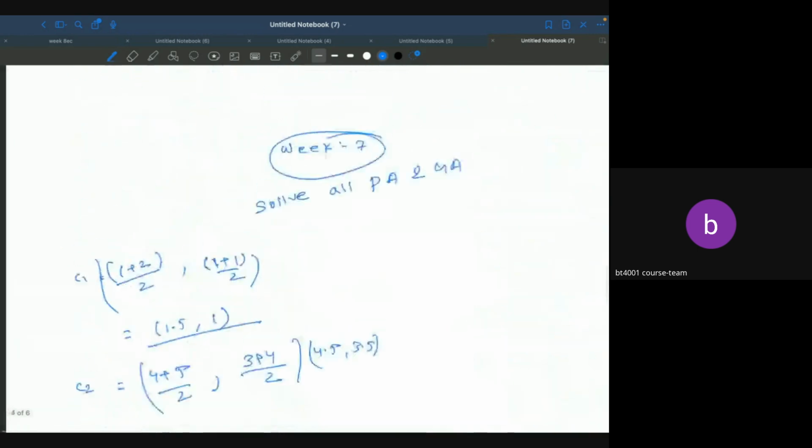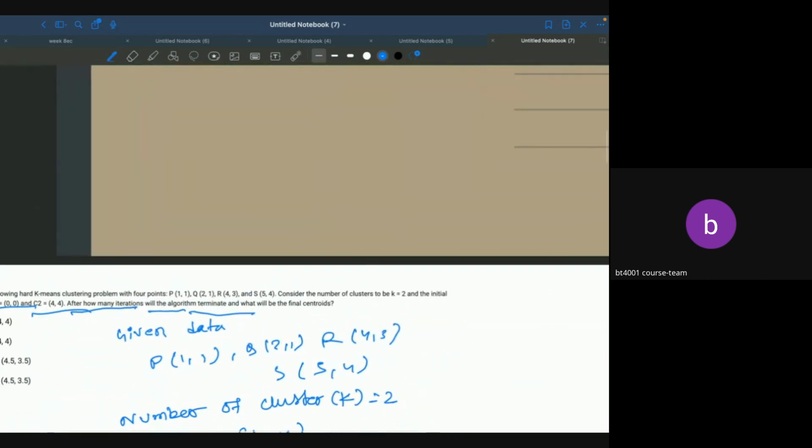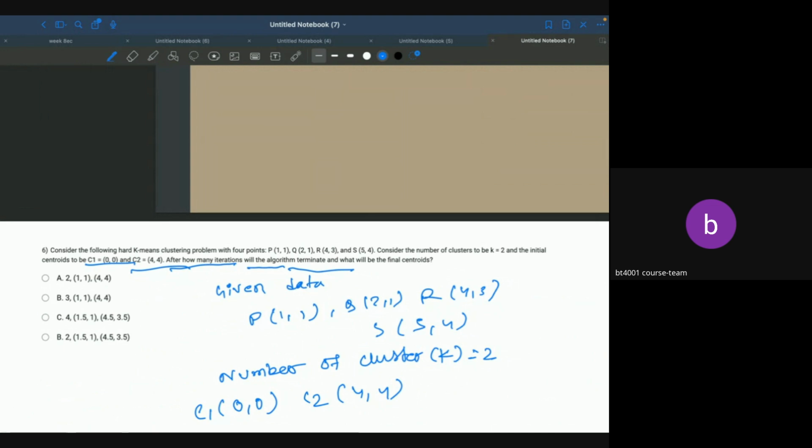So after two iterations, I think the correct option will be C, right? Yeah, not C.